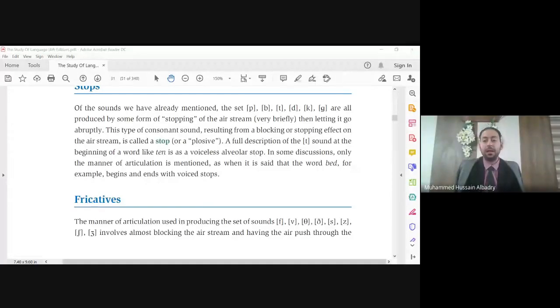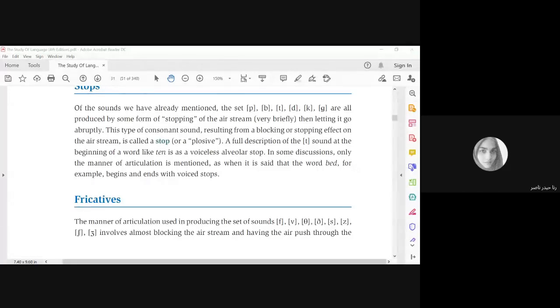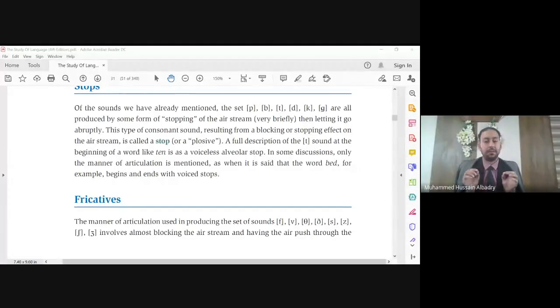Yes, Rana Haidar. For example, the sound f. Your lower lip is too close to the upper teeth, which causes a narrow passage for the air, which causes friction. This is the best answer. Okay, thank you so much. That's why it's a narrowing, and that's why we have friction.